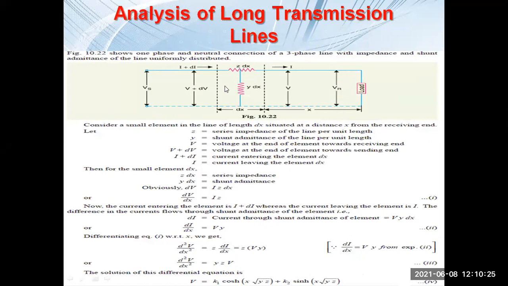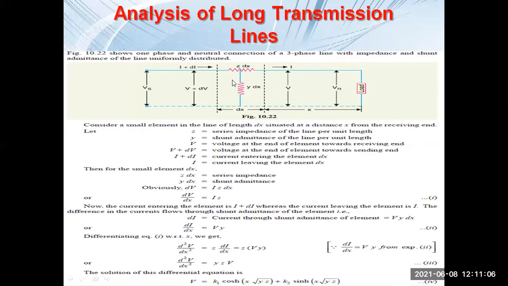Now we are considering an elemental section, where Z is the impedance per unit length, so this will be Z into dx, and Y is the admittance per unit length, so Y into dx. This is your elemental section dx. The voltage before this elemental section is V plus dV. When we have crossed this section, there will be a voltage drop of dV. So the voltage available after this section will be V, because V plus dV minus dV, the voltage drop, is V.